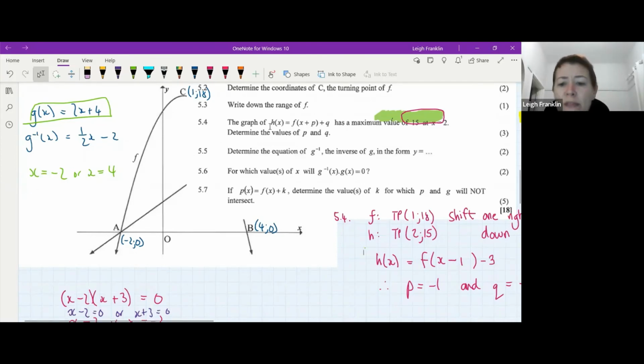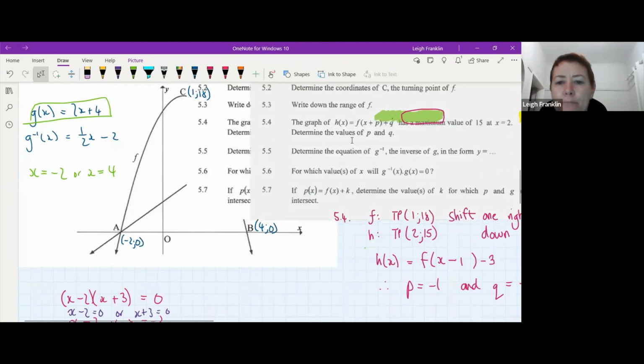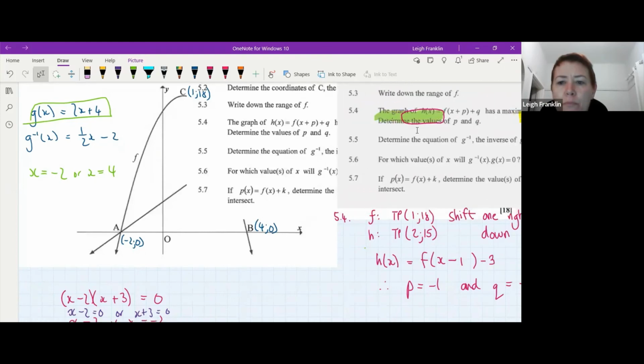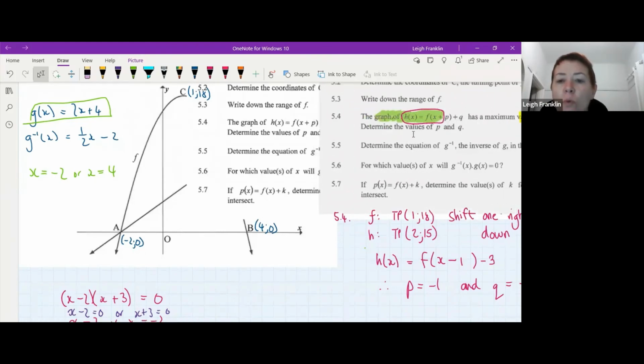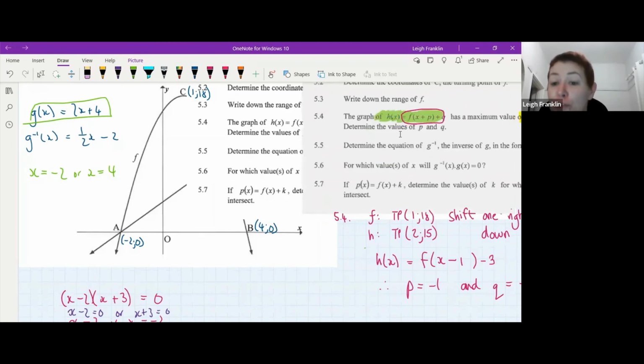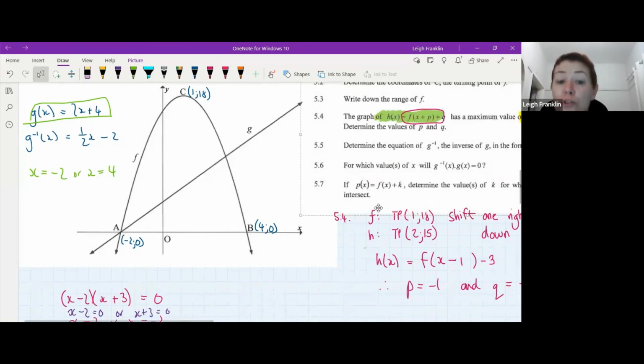When they tell us that P and G will not intersect, what kind of roots are they asking us to solve for? What sort of roots are those? Where two graphs do not intersect one another, they have what sort of roots? They have non-real roots. So delta is negative. You're on the right track.